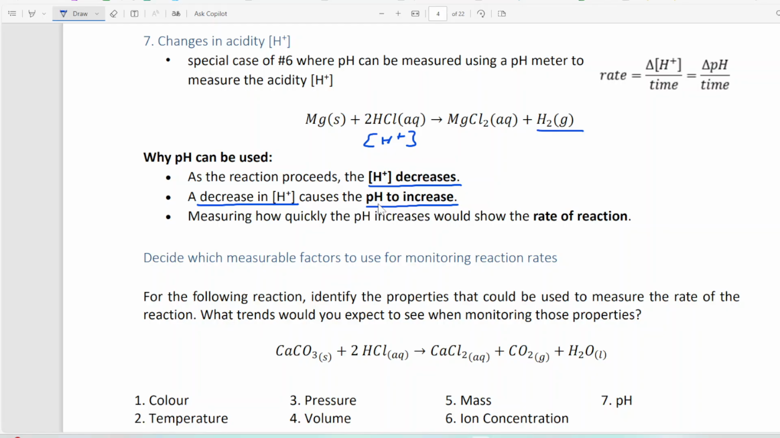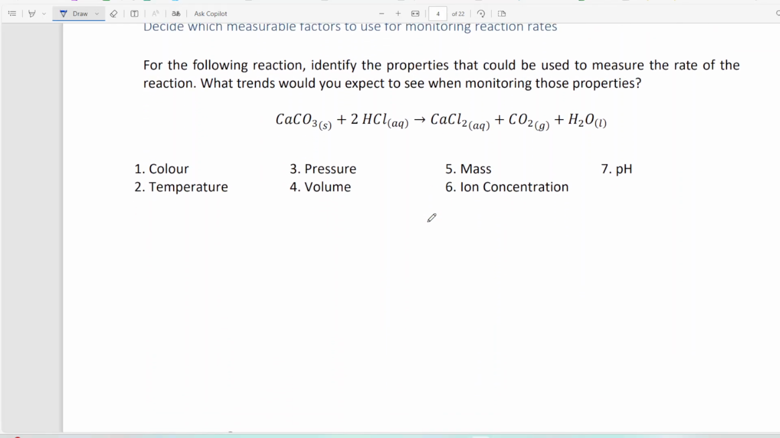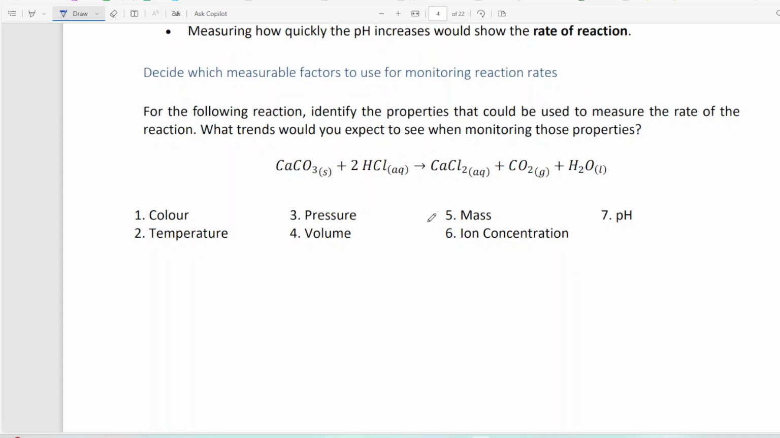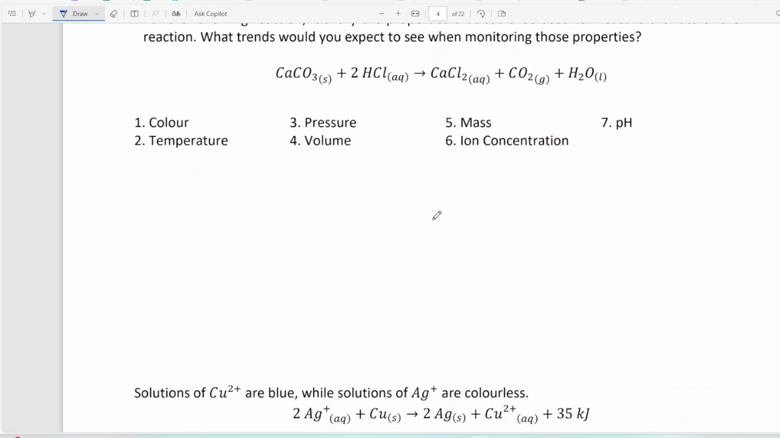Okay, so those are your 7 methods that you can use to monitor reaction rate. And what we're going to now do is look at 2 examples and determine for each example what methods could be used to measure the rate of reaction. So the first one here is calcium carbonate and hydrochloric acid producing calcium chloride, carbon dioxide, and water. Could we use color? Well, they haven't stated a color change, so we can't use color. No color stated.